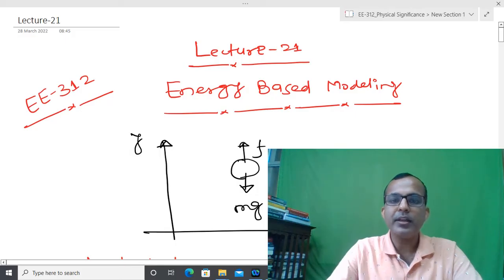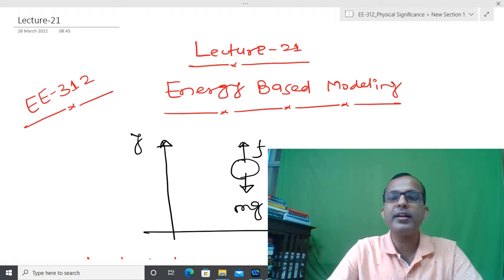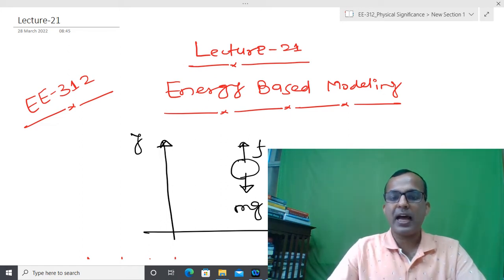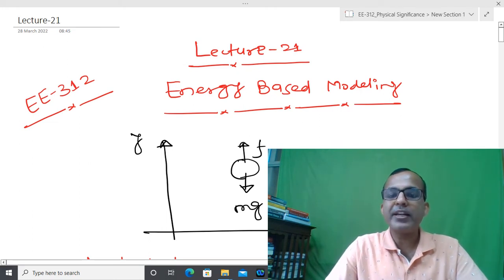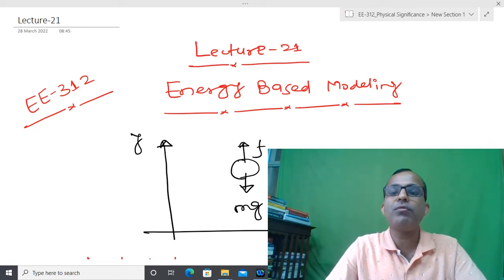Welcome back. In today's lecture, I am going to talk about energy based modeling. What we found in the previous class is that whenever I have some system, it is possible to show that if I formulate some kind of Lagrangian for a mechanical or electromechanical system, where the Lagrangian is nothing but the difference of kinetic energy minus potential energy, then I can get the dynamics of the system in the form of a differential equation.